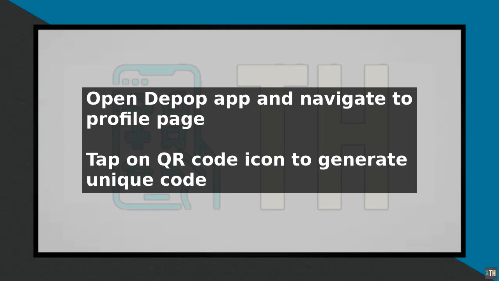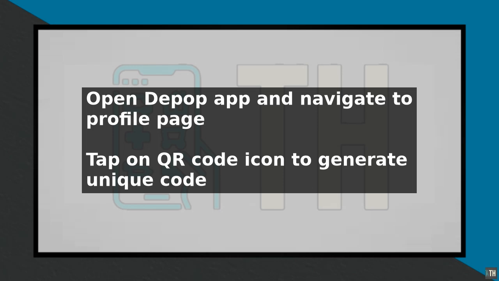Using Depop QR code is a convenient way to share your profile, items, and shop with others. To start, you need to have a Depop account and access to the Depop app on your mobile device. First, open the Depop app and navigate to your profile page by tapping on the profile icon.